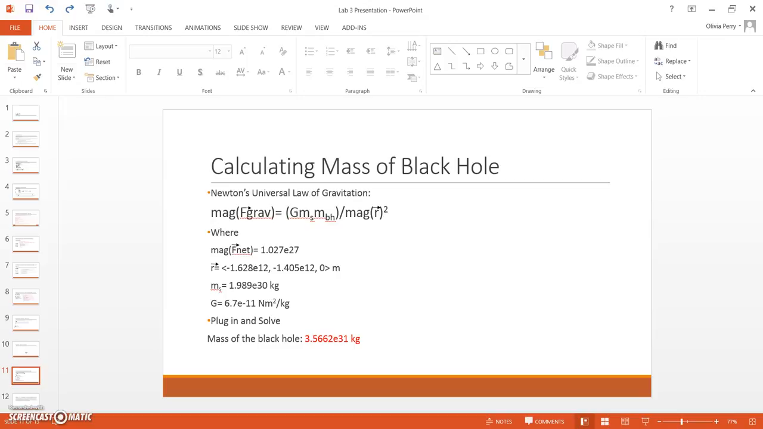The final step for solving for the mass of the black hole is plugging in the values we have calculated previously into Newton's universal law of gravitation. Python calculated r and the magnitude of Fnet, and we are given the mass of the star and the value for G. Solving it out, we get that the mass of the black hole is 3.5662 e to the 31st kilograms.